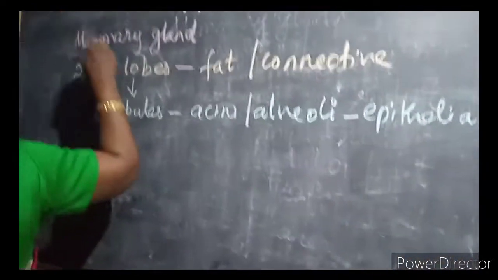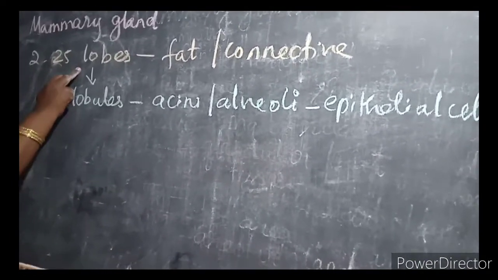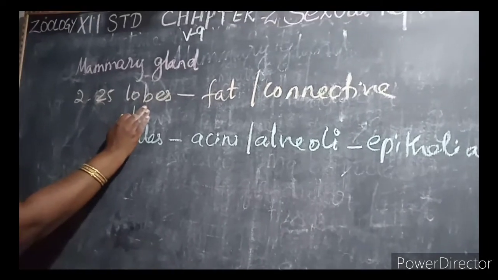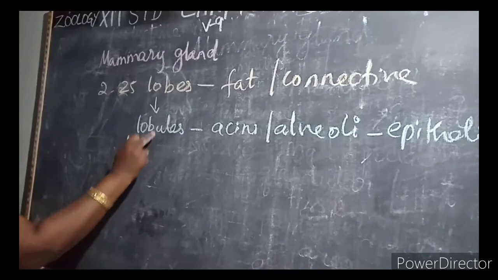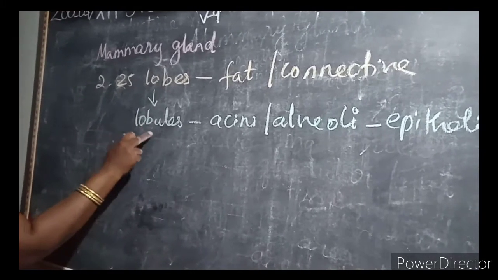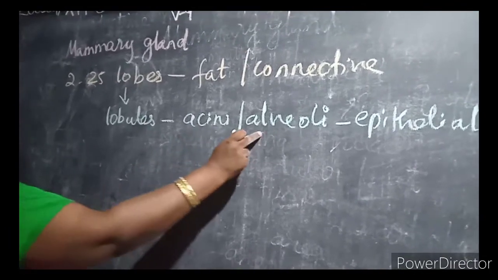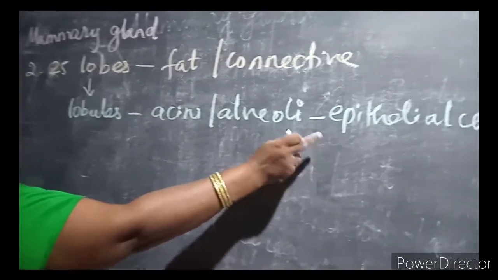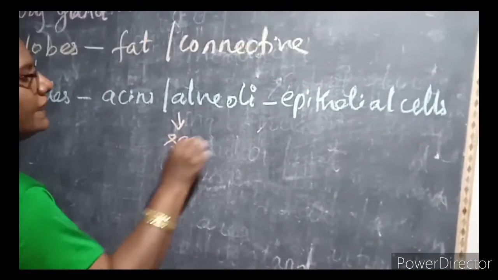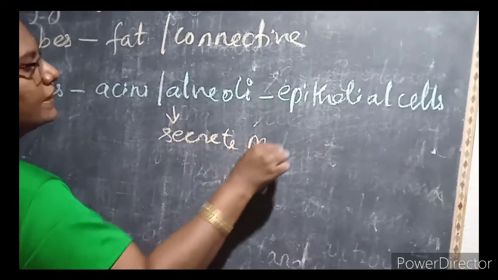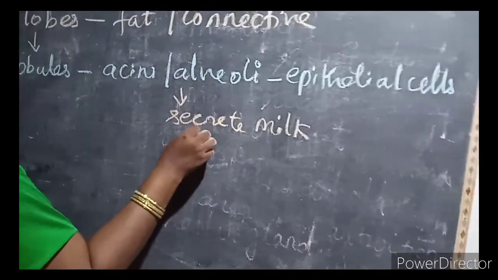See here, each mammary gland is formed of 2 to 25 lobes. These lobes are separated from each other by fat or by connective tissue. Then each lobe is made up of what? Lobulus. Then this lobulus contains acini or alveoli. Each alveolus is lined by epithelial cells. One more question: which secretes the milk? The cells of the alveoli secrete the milk.